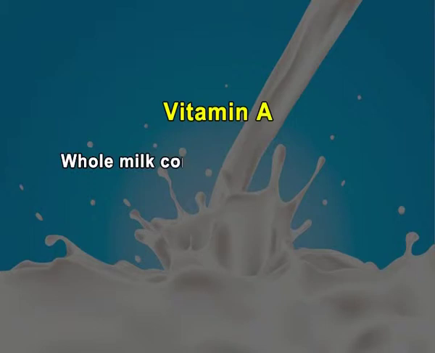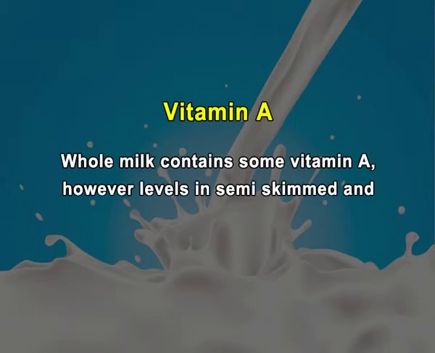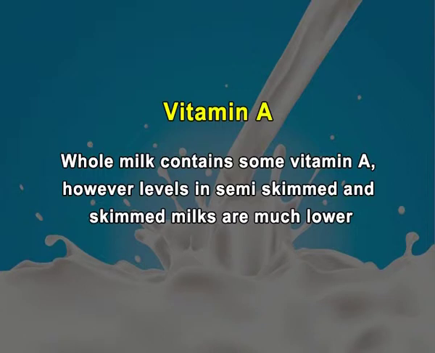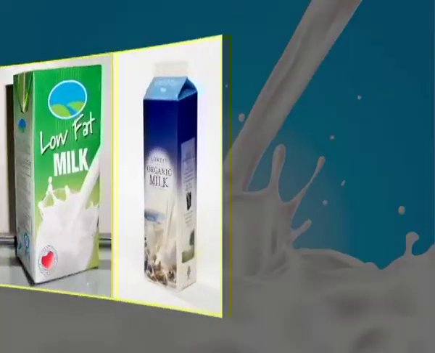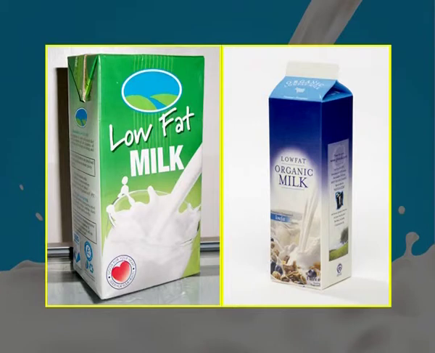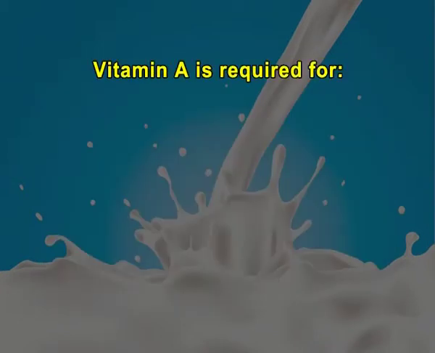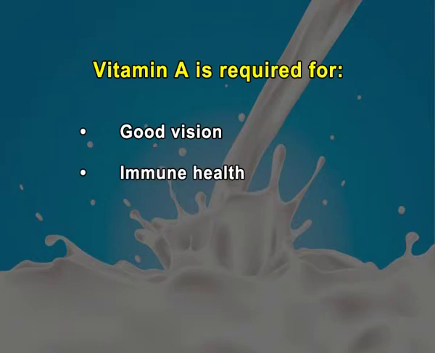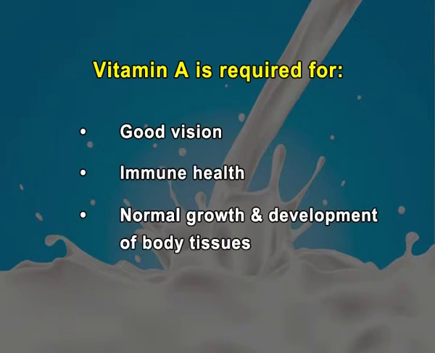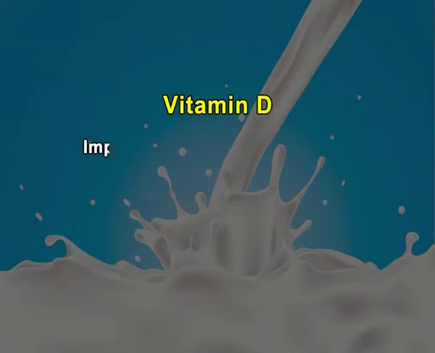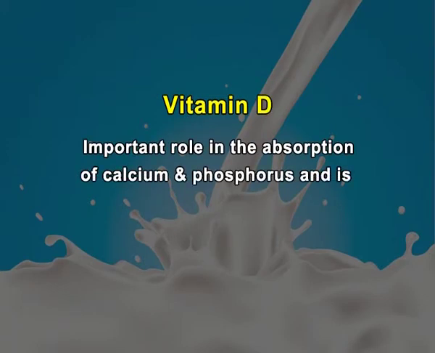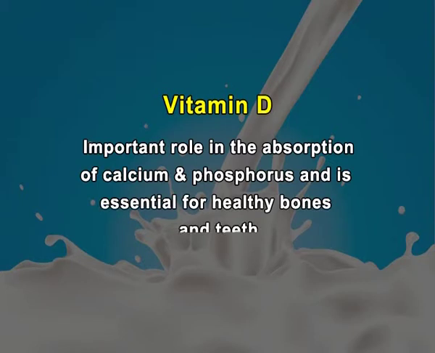Vitamin A. Whole milk contains some vitamin A, however, levels in semi-skimmed and skimmed milks are much lower. This is because vitamin A is dissolved in the milk fat fraction which is removed to varying levels when producing lower fat milk products. Vitamin A is required for good vision, immune health and for normal growth and development of body tissues. And vitamin D plays an important role in the absorption of calcium and phosphorus and is essential for healthy bones and teeth. There is very little vitamin D in milk, only trace amounts.